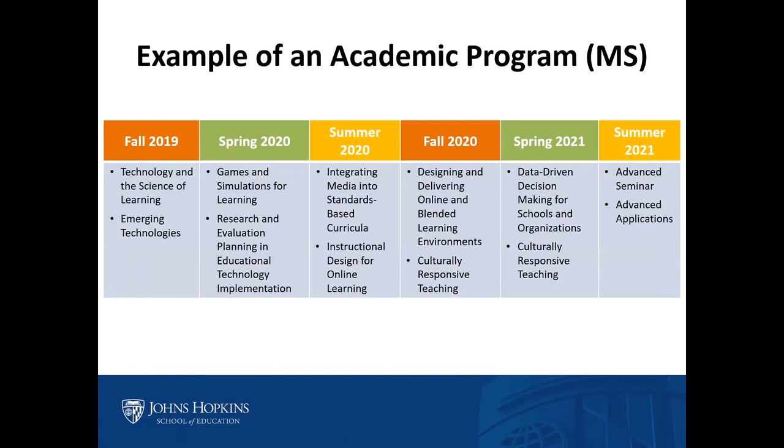As you can see, they start with technology and the science of learning and emerging technologies. The starting term happens to be fall 2019 here, but as I mentioned earlier, students can start in fall, spring, or summer. This student is taking 2 courses a term, and then if you look at the end, you see these 2 advanced courses, advanced seminar and advanced applications. And those courses make up the DALIT capstone experience.